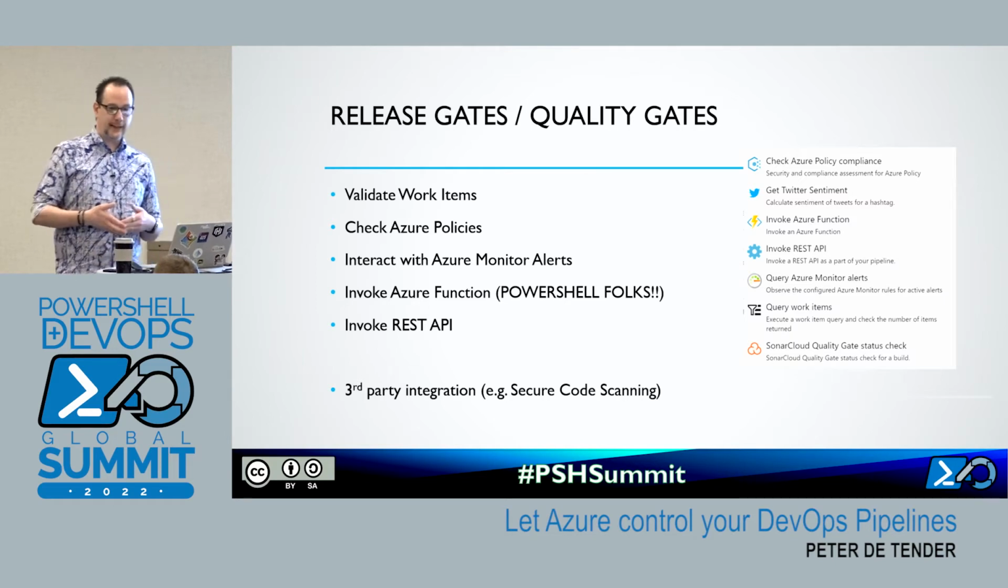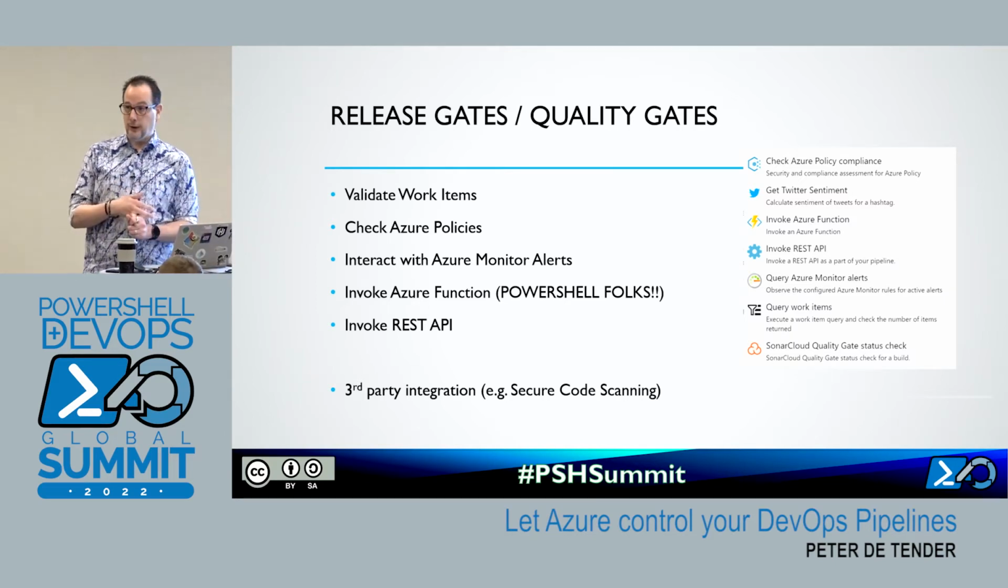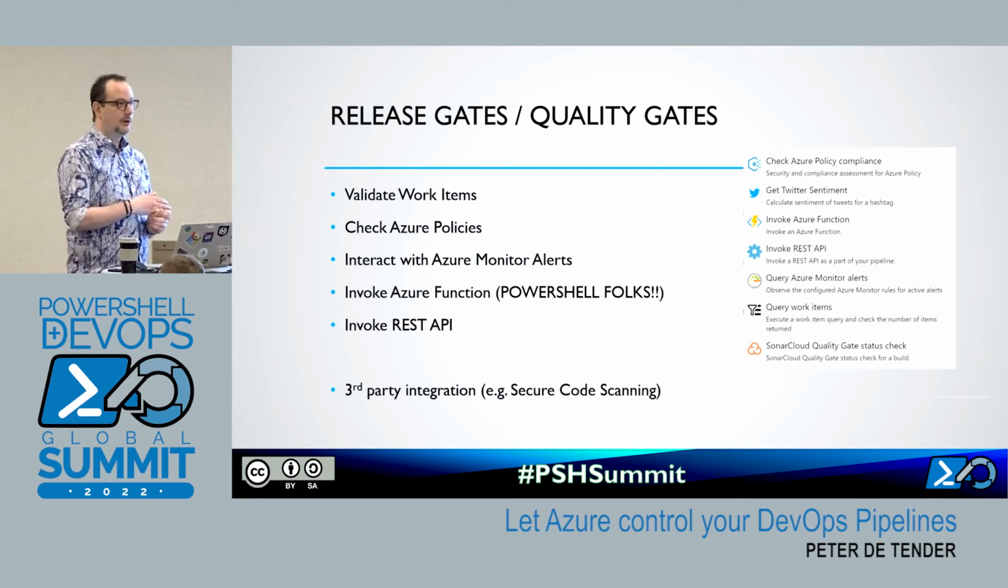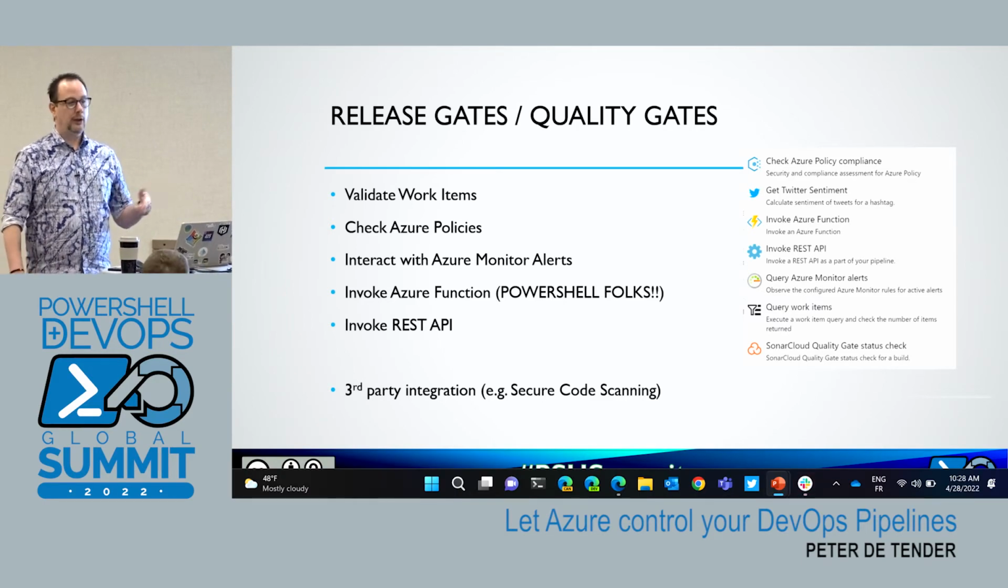So what you can do with release gates is validate that this pipeline is not going to run because you have many open items. And you can obviously define how many of them, like what the severity is and stuff like that. Or you can integrate with Azure policies.